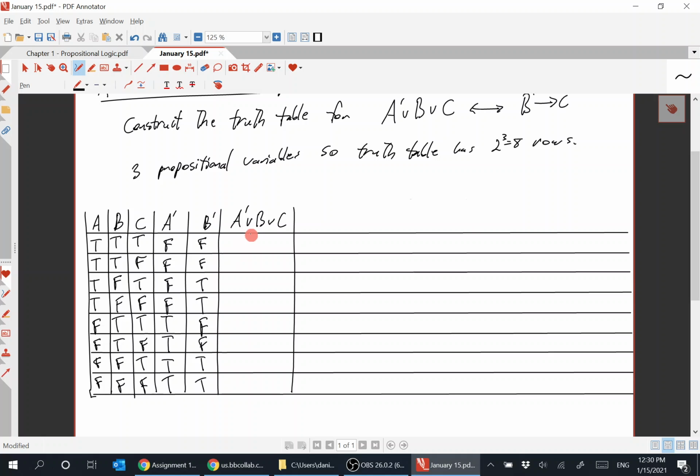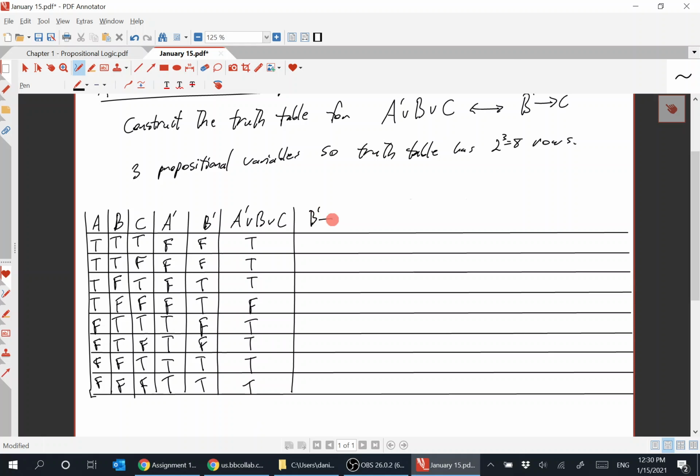Okay, so when is A naught or B or C false? It would be when all of them are false, which only happens right there. In every other row, among A naught, B, and C, at least one of them is true. So the only time it's false is here, true everywhere else.